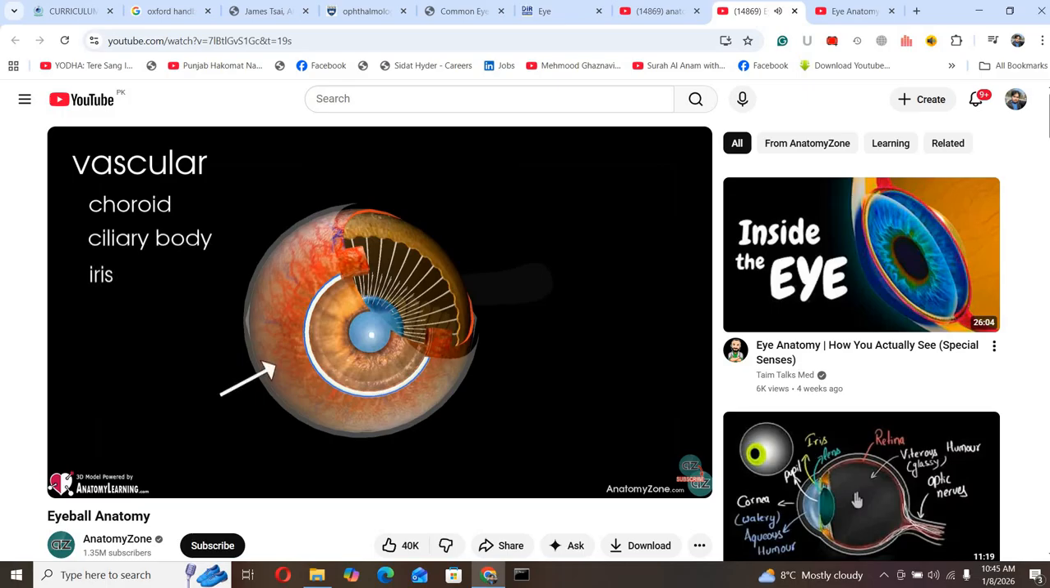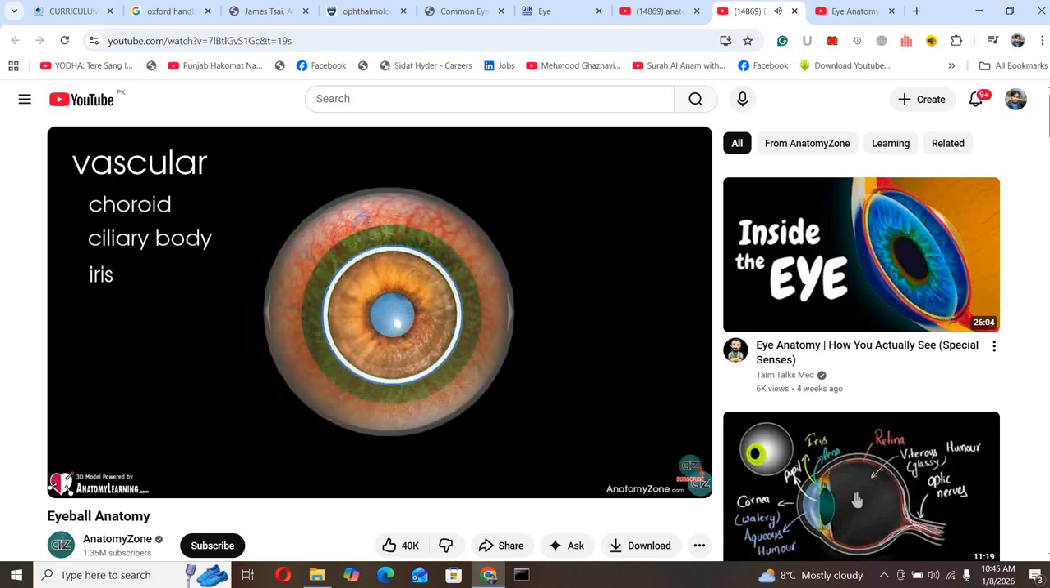The choroid is a layer of connective tissue and blood vessels. It provides nourishment to the outer layers of the retina. I've switched over to an anterior view showing the whole eyeball to show you the ciliary body, which I've highlighted in green. You can see how it encircles the eyeball. The ciliary body itself is comprised of two parts: the ciliary muscle and ciliary processes.